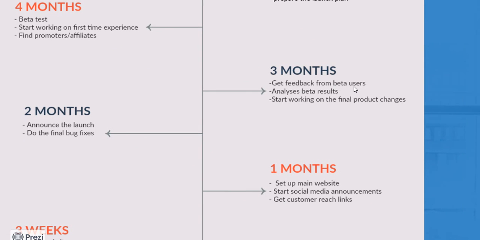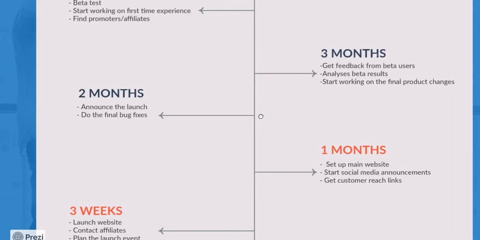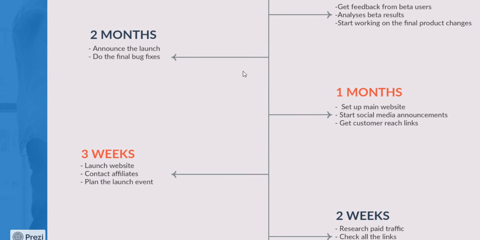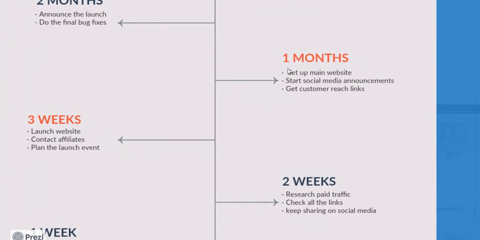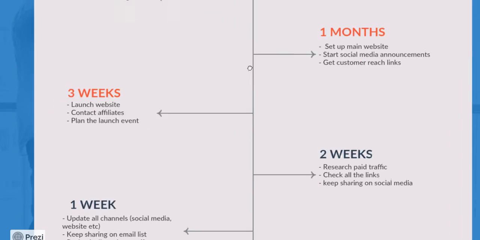3 months before, get feedback from beta users. Because you already made a preview, you already have feedback from them. You analyze the results and you start working on the final product changes. 2 months to D-Day, you announce the launch and do the final bug fixes. When it says bug fixes, it's you fix whatever problem came out on the first launch. 1 month before, you set up the main website, start social media announcements, get customer reach links.